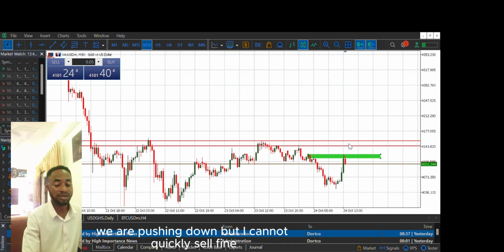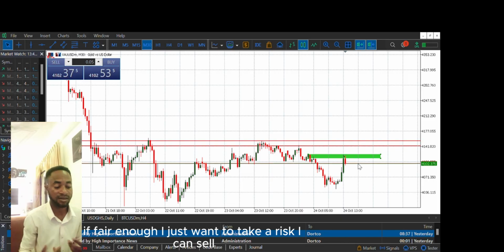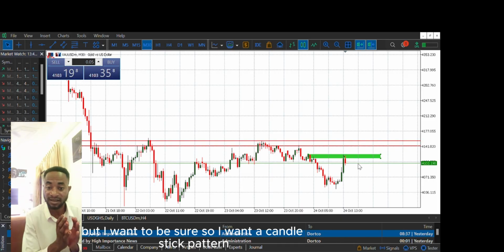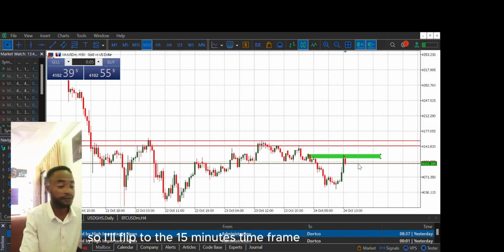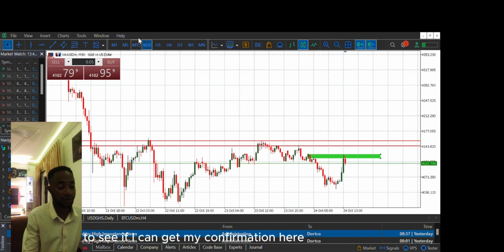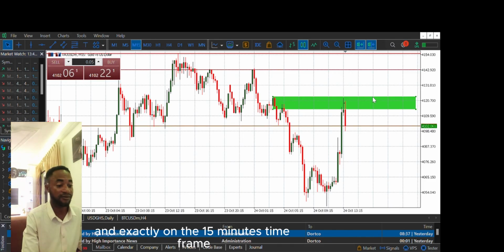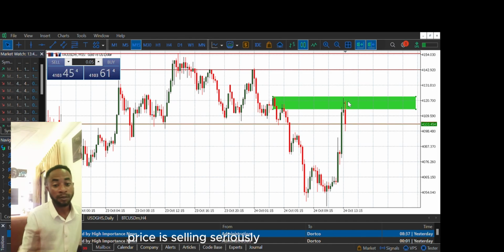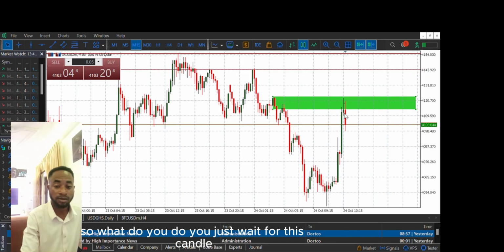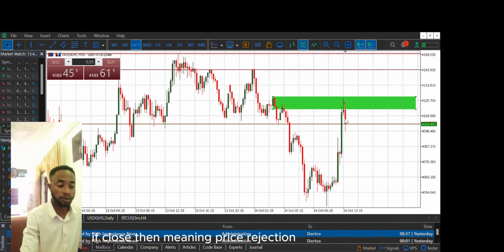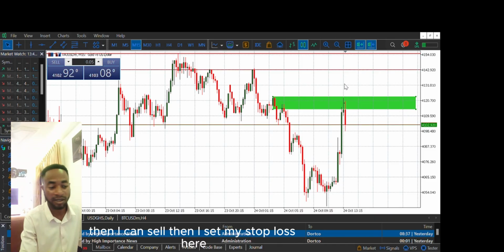and exactly, you can see that as price tapped in here, we are pushing down, but I cannot quickly sell. Fair enough, if I just want to take a risk, I can sell, but I want to be sure, so I want a candlestick pattern, candlestick confirmation. So I'll flip to the 15 minutes time frame to see if I can get my confirmation here, and exactly on the 15 minutes time frame, price is selling seriously, but we don't chase momentum. So what do you do? You just wait for this 15 minutes candle to close. If it closes, then that means price rejection. If price rejection, then I can sell, then I set my stop loss here.